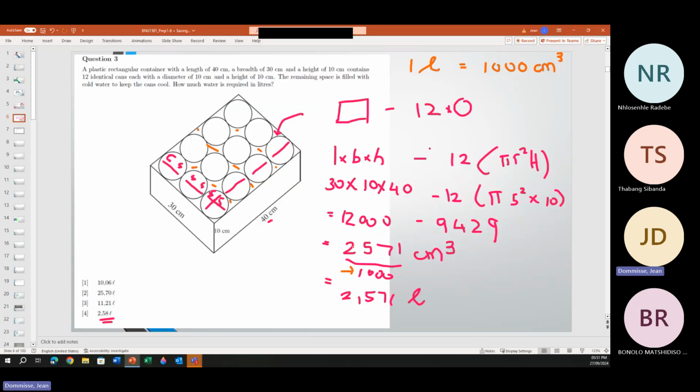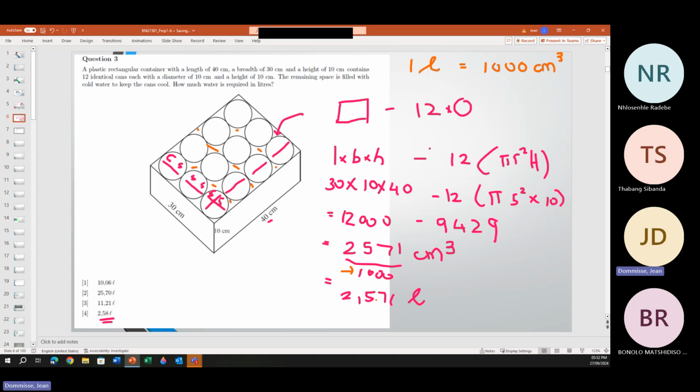So how to move from there to liters, you basically divide by 1,000, because 1 liter is equal to 1,000 cubic centimeters. So you can see if we have 2,500, we will have about 2.5 liters.